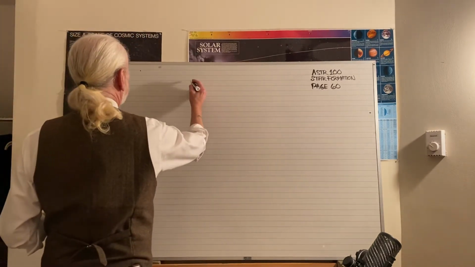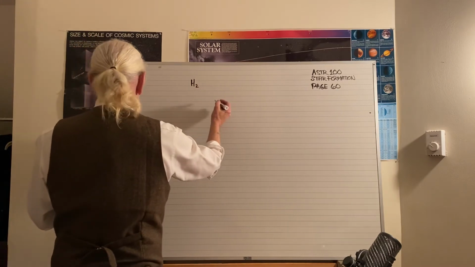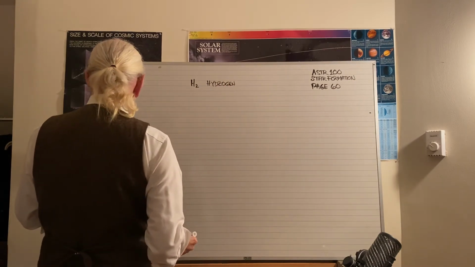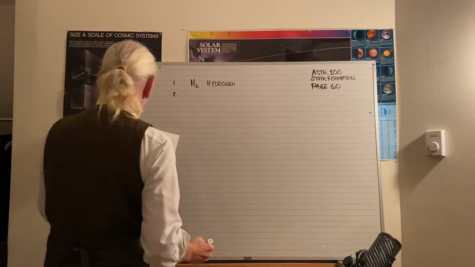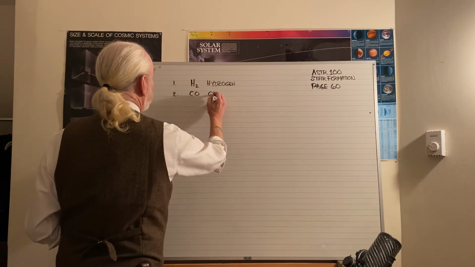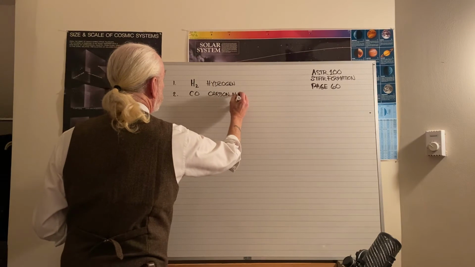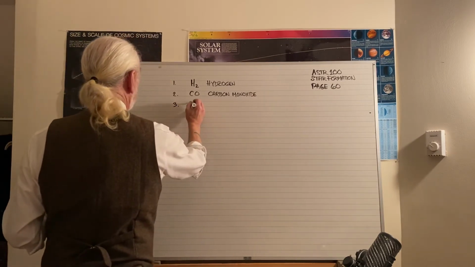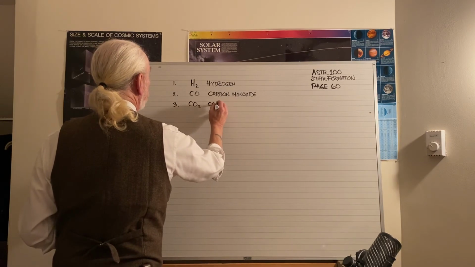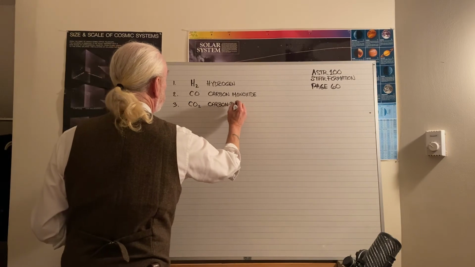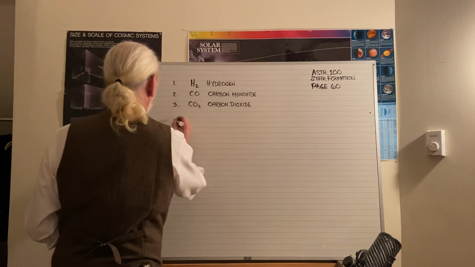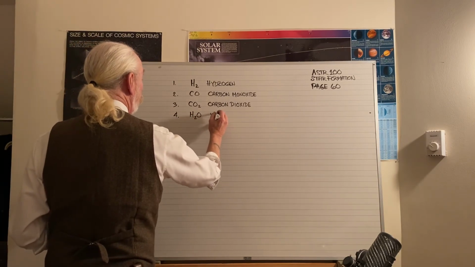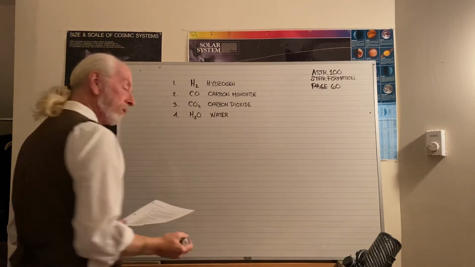Number one, H2, that's a hydrogen molecule. Number two, CO, carbon monoxide. Three, CO2, carbon dioxide. Four, plain old water. Yeah, water is throughout the universe. Who'd have thunk?